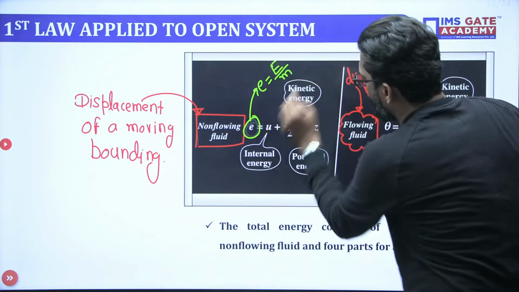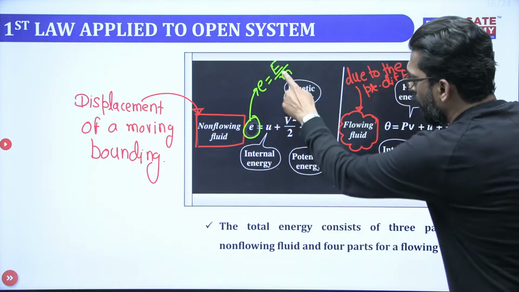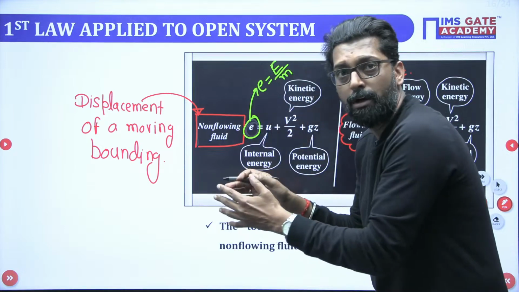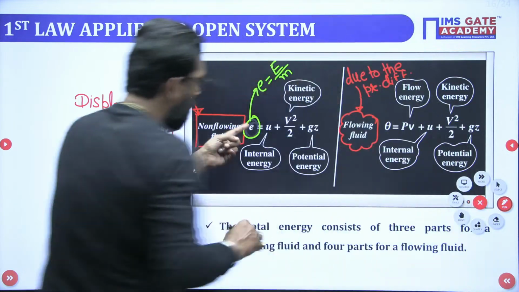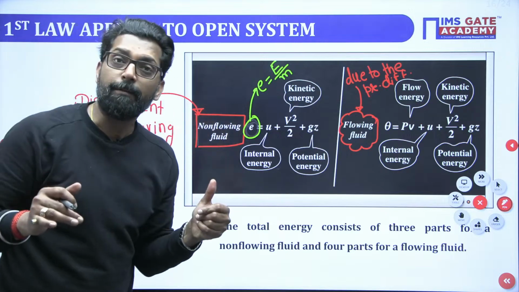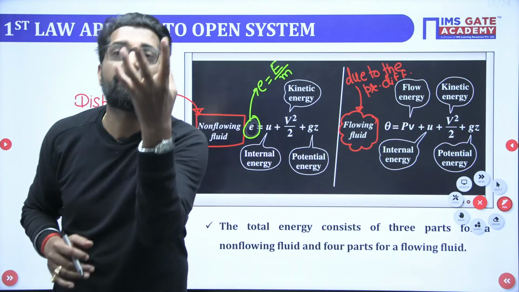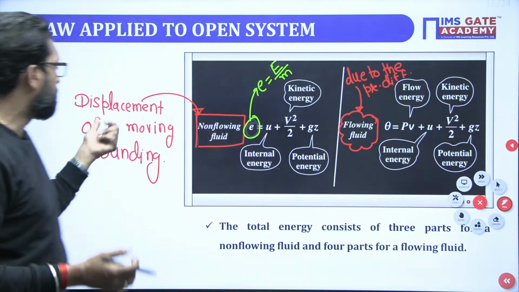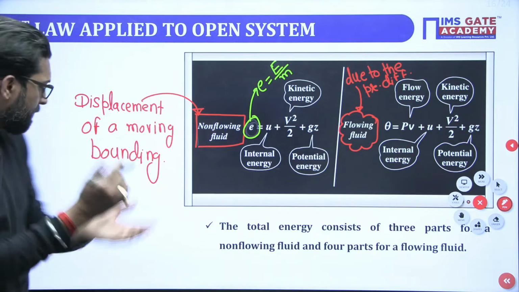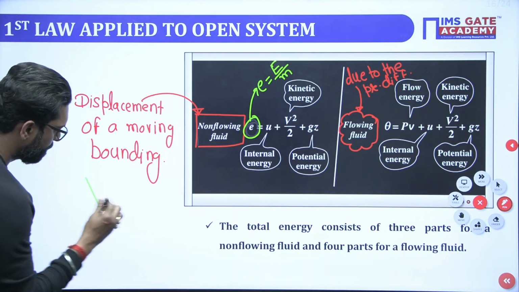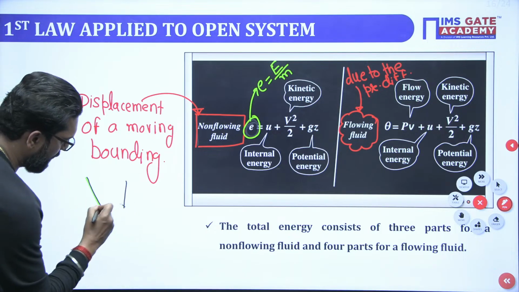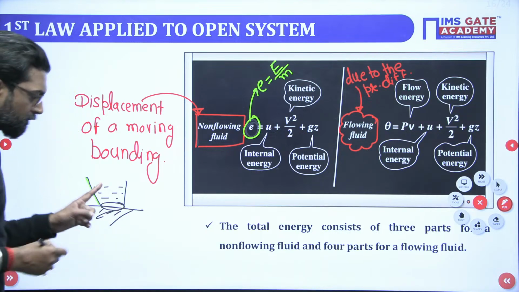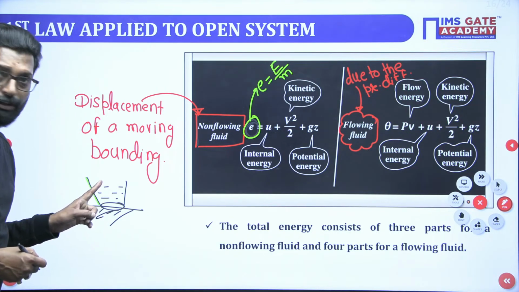So this is called the total energy per unit mass. If there is a non-flowing fluid, what is the total energy? Suppose someone asks you: there is a glass of water sitting on the table at present. So this is your non-flowing fluid.